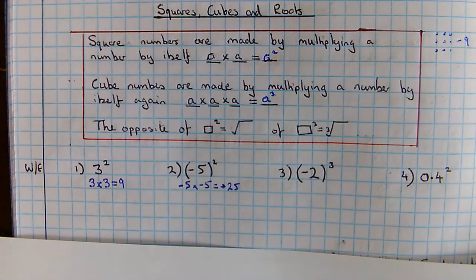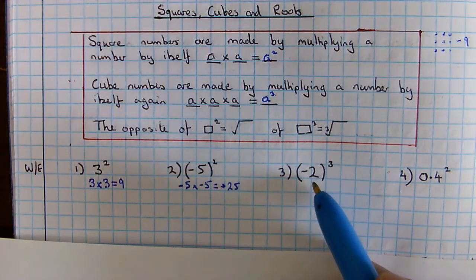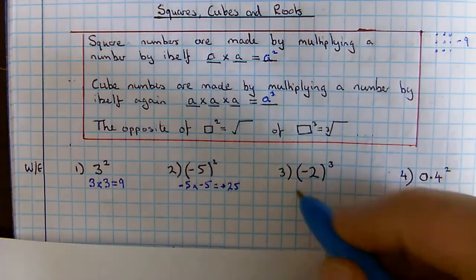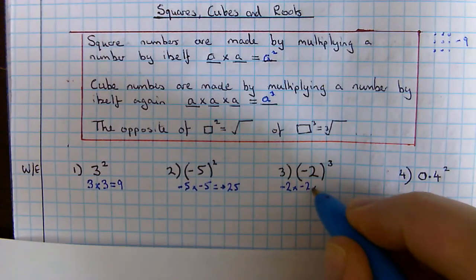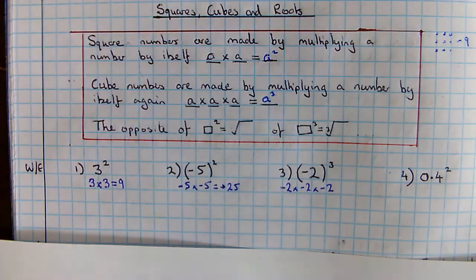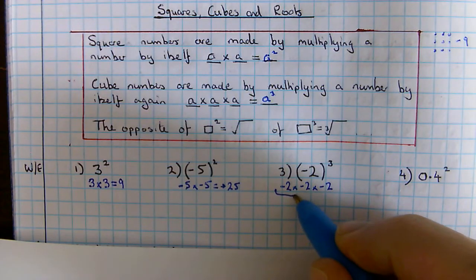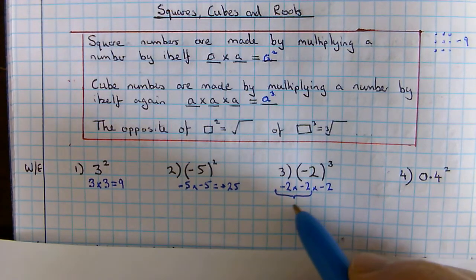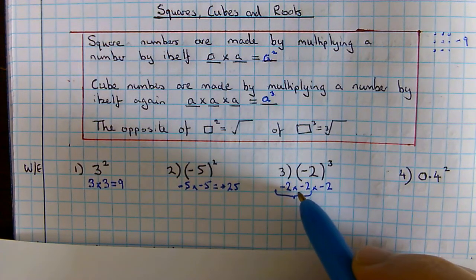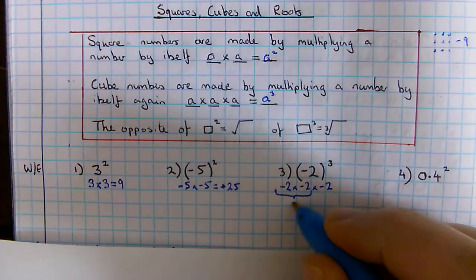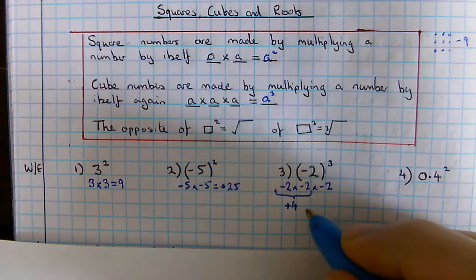Okay, we're going to have a look now at what happens when we've got a negative number cubed. Remember that this 3 tells me I need to multiply -2 by itself 3 times. So this means -2 times by -2 times by -2. Now, I can't do that all in one go, so I'm going to do this bit first. -2 times by -2. Well, we already know that a negative times a negative gives me a positive. So -2 times -2 gives me positive 4. That's a positive 4. And I'm going to multiply that by -2.